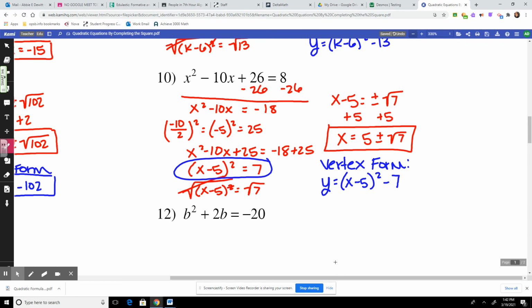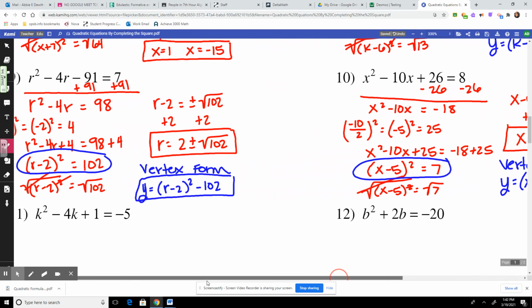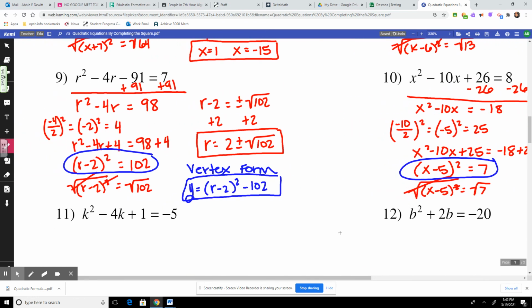All right, so that concludes completing the square. I went ahead and eliminated 11 and 12. So omit 11 and 12 for you VIP kids. Do not do those. Face-to-face kids that got a hard copy, I just whited them out on your copy. So you don't even have an 11 and 12 on your copy.